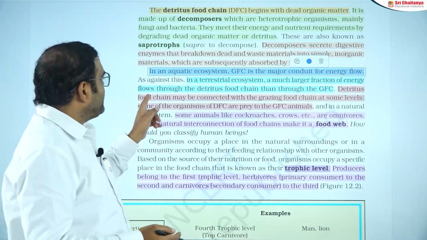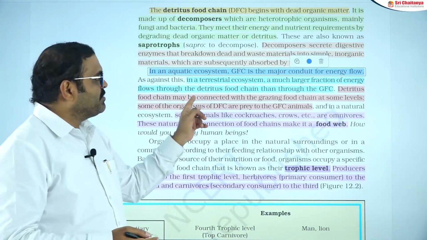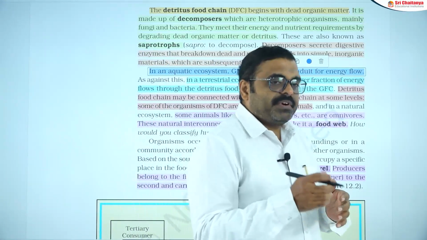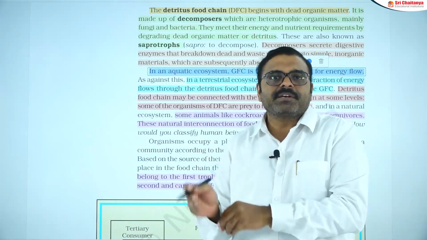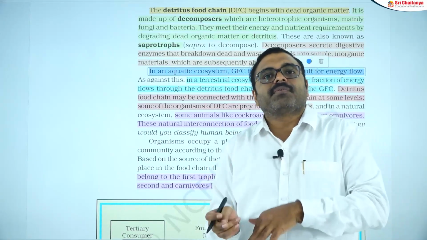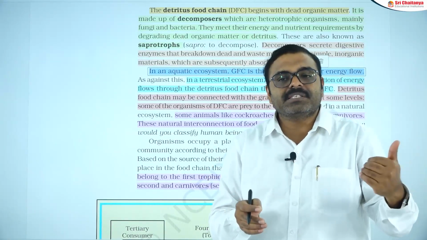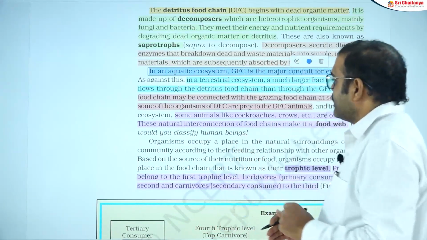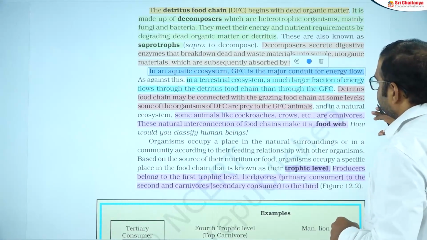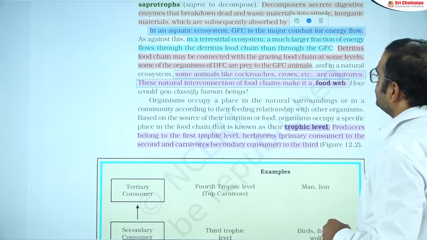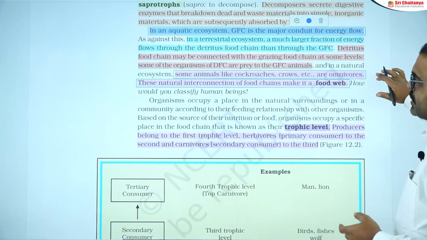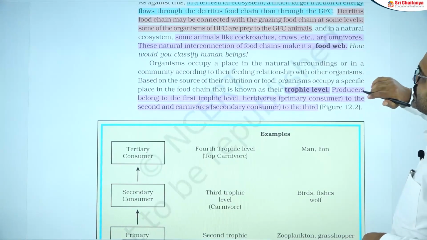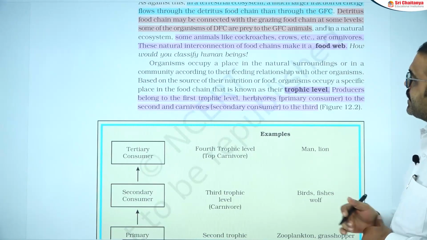The detritus food chain may be connected with the grazing food chain after certain levels. For example, if the detritus food chain starts with detritus matter, then small maggots, maggots eaten by small insects, insects eaten by frogs and frogs consumed by snakes, then in that case the detritus food chain is connected to the grazing food chain. Next, some animals like cockroaches, crows and humans are omnivores. They cannot be placed in a particular food chain, that's why we need to use a food web to understand this.